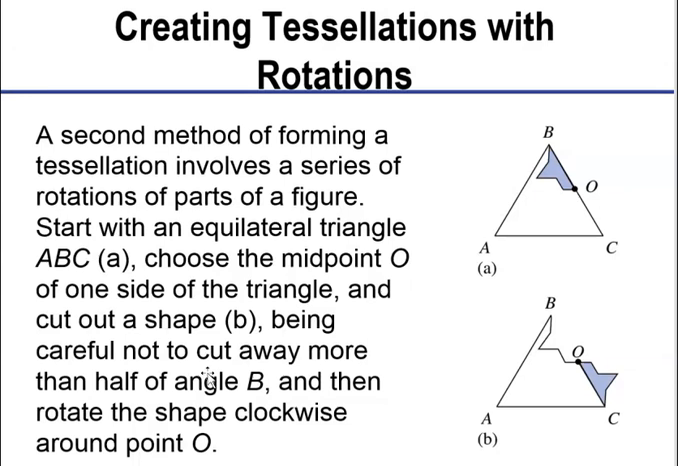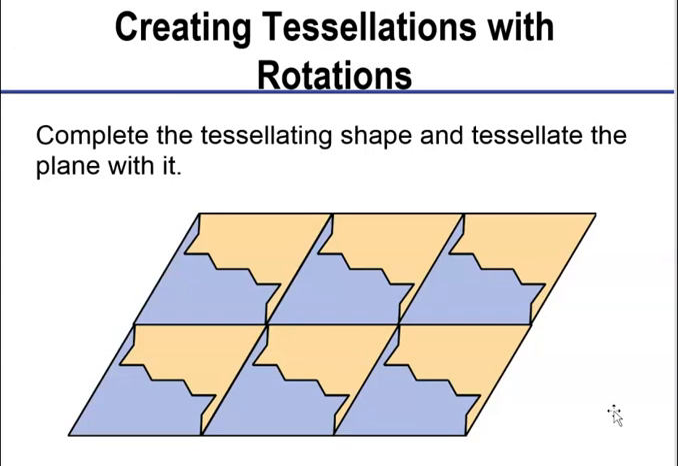Choose the midpoint O of one side of the triangle and cut out a shape. Notice the O is the midpoint of a side, and just cut out the shape over here. It says being careful not to cut away more than half of angle B. So do not cut into more than half of angle B over here. And then rotate the shape clockwise around point O. Notice this is a rotation, a 180-degree rotation. You just rotate it right over here, and now it's pointing outward. This will also fill the plane. As a matter of fact, they have that there. Neat, huh?